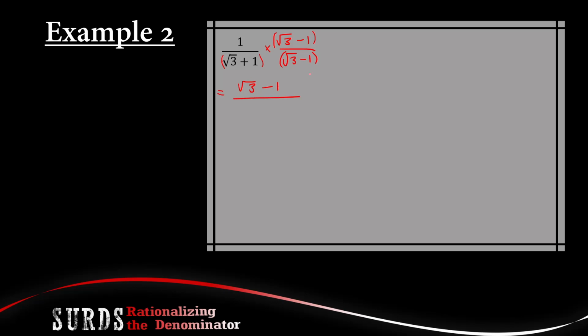And then in the denominator, we can FOIL it out, but it's just easier to see that it's identical brackets, and the only difference is the plus and minus. So I can apply difference of squares. I'm going to square the first term, which is 3, minus the square of the second term, which is 1. Okay, and then our final answer will just be square root of 3 minus 1 over 2.